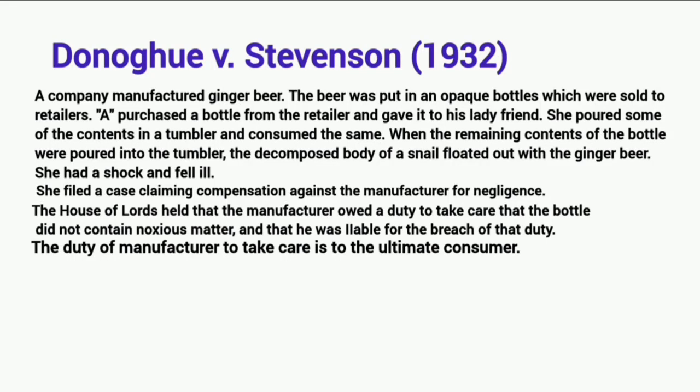Donoghue vs. Stevenson, 1932, is one of the major cases related to negligence. A company manufactured ginger beer. The ginger beer was put in an opaque bottle which was sold to the retailer. A purchased a bottle from the retailer and gave it to his lady friend. She poured some of the contents into a tumbler and consumed the same. When the remaining contents of the bottle were poured into the tumbler, the decomposed body of a snail floated out with the ginger beer. She had a shock and fell ill.